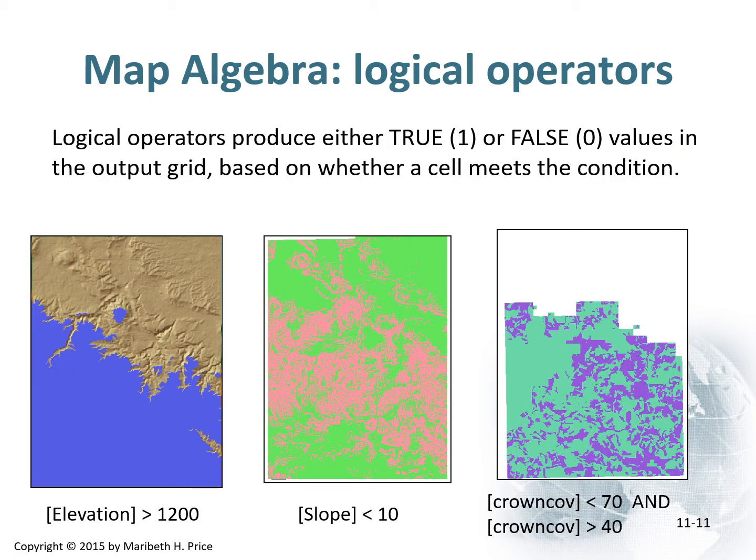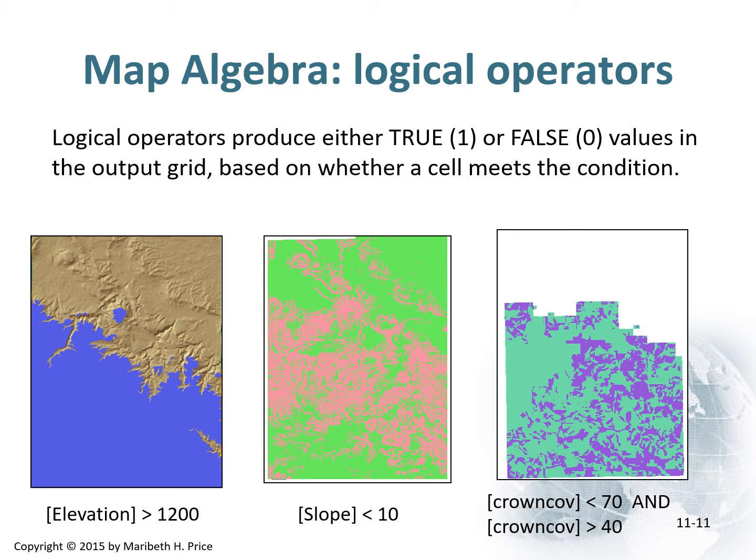You can also use map algebra to do Boolean operations, things that are true, false, like ones and zeros. Very basic things like elevation is greater than 1200, and it goes into your digital elevation model, and everything that's greater than that gets selected or not selected depending on how you set it up. You can also look at things like slope and select certain ranges, and it'll highlight those.